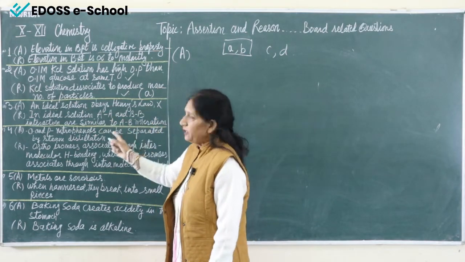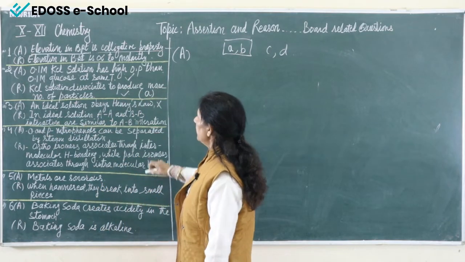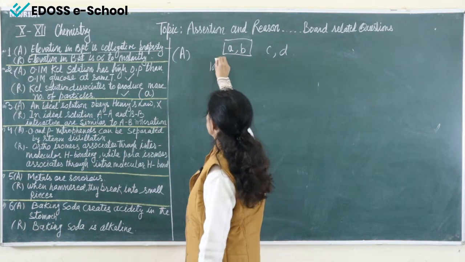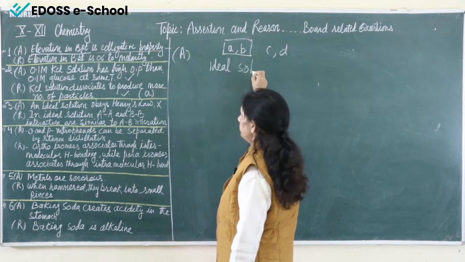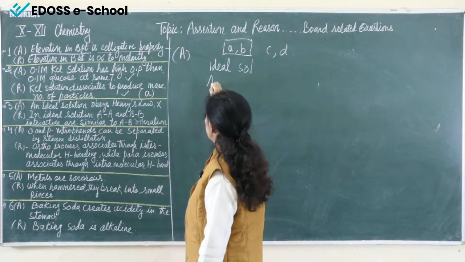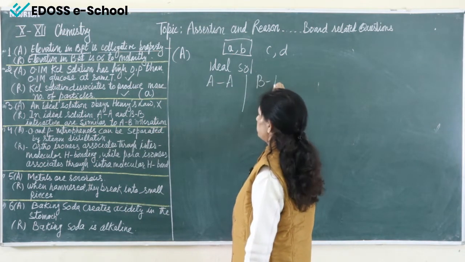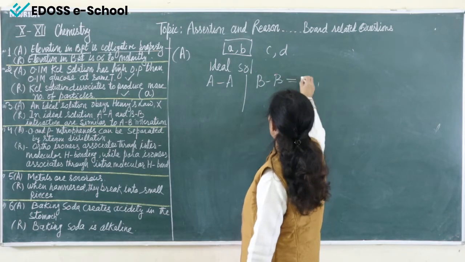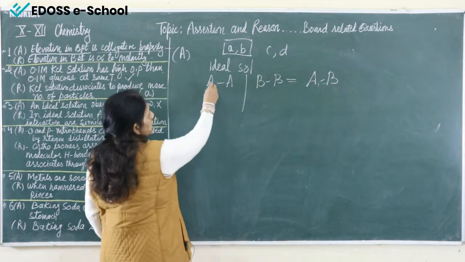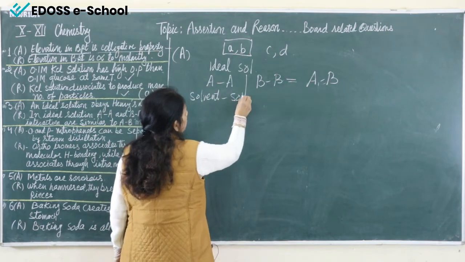Now coming to the reason: in an ideal solution, A-A and B-B interactions are similar to A-B interaction. So this is an ideal solution. And in an ideal solution, what is the explanation? That A-A interaction and B-B interaction are similar to A-B interaction. Now what is A interaction? A means we can say solvent. Solvent and solvent interaction.